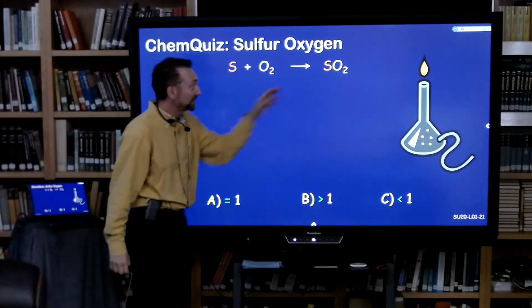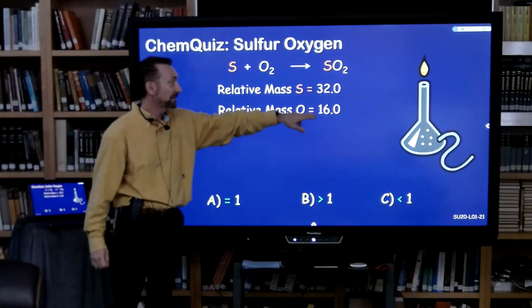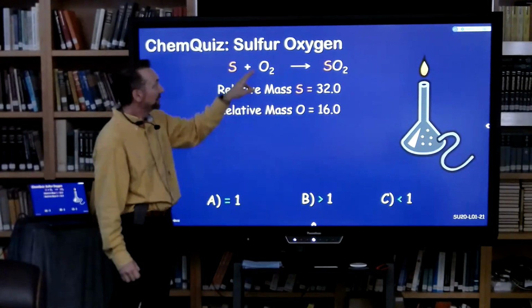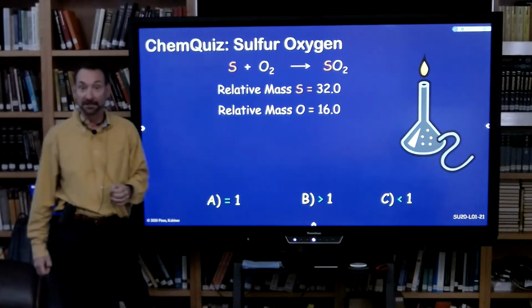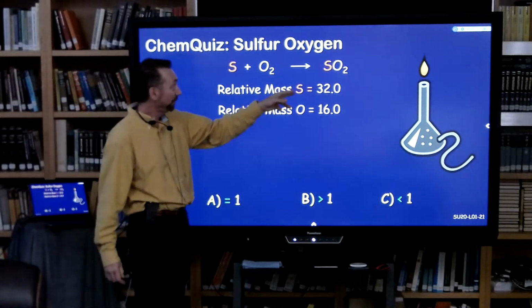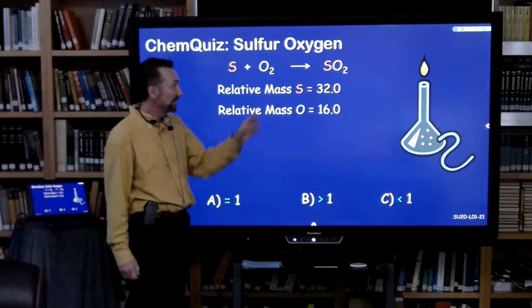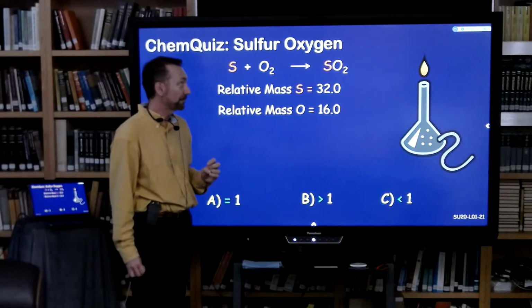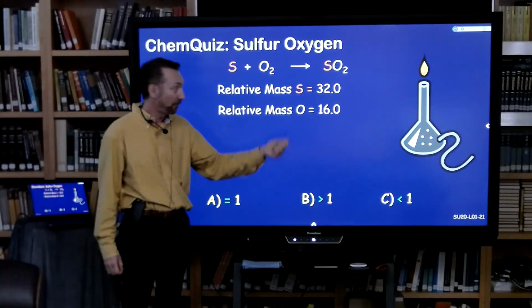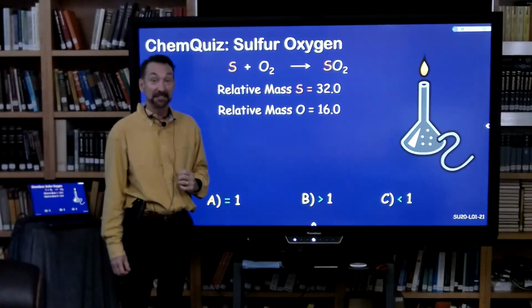this is the chemical reaction, and we know the relative masses. The relative masses are 32 for sulfur, and for oxygen atoms, 16. So oxygen molecules would have relative mass 32 because there are 2 oxygen atoms there. So sulfur and oxygen molecules have the same relative mass. That means 32 grams or 32 kilograms or 32 pounds of sulfur and oxygen molecules have the same number of particles. That's how simple this is.